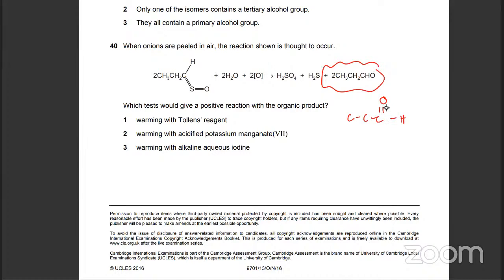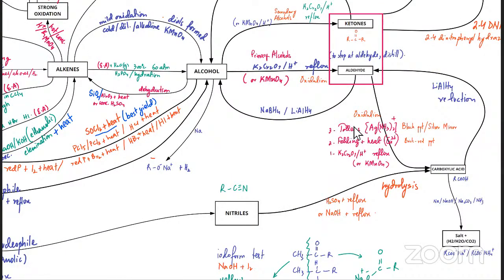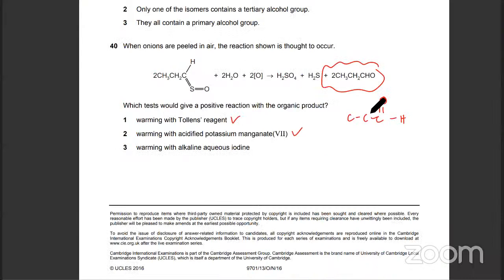तो aldehyde से क्या reaction होते हैं? They get oxidized by Tollens, and with KMnO4, aldehydes के reactions होते हैं. The most common one is that they do get oxidized. Aldehydes, oxidation होती है, they turn into carboxylic acid with Tollens, Fehling's, and K2Cr2O7 or KMnO4. So the first two statements are correct.